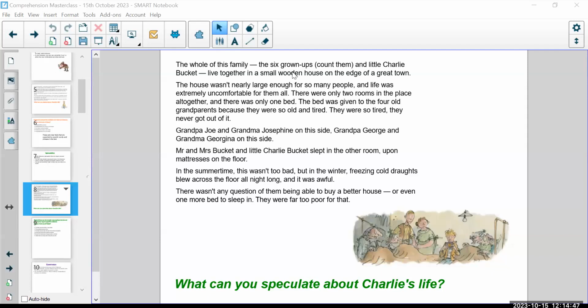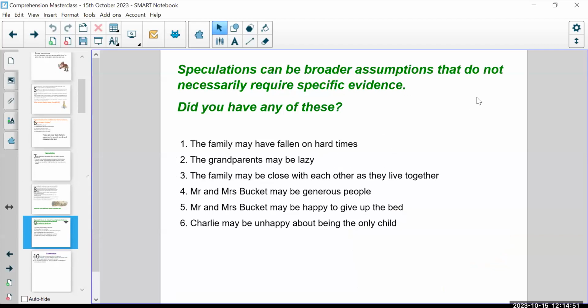Excellent. Okay, very good. So let me show you some of my speculations that I wrote down. Some of you definitely had some similar things to this. So I said that they may have fallen on hard times. Maybe the grandparents are a bit lazy. I don't know if any of you have seen the film or read the whole book, but I think we could maybe argue that. The family might be close. Yes, some of you said that as they live together.